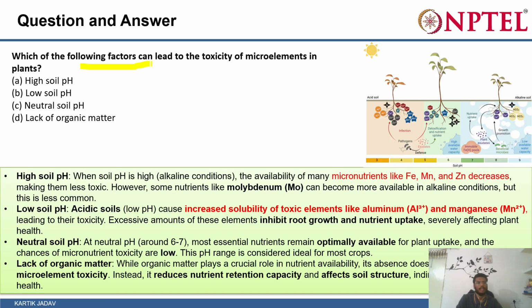Which of the following factors can lead to toxicity of micronutrients in plants? So we know that generally the higher the soil pH, okay, that has alkaline condition, and the availability of many micronutrients like manganese, iron, and zinc decreases, making them less toxic. But in case of lower pH condition, that is acidic condition, that causes increasing solubility of toxic elements like aluminum and manganese. That leads to the higher toxicity. So correct answer is option B.